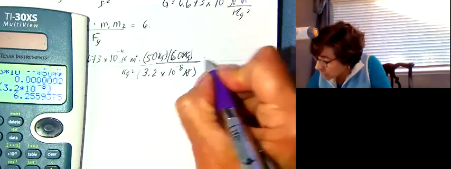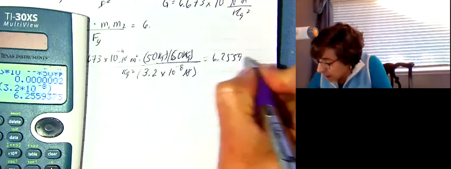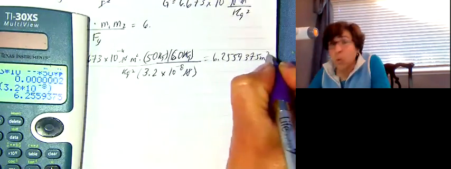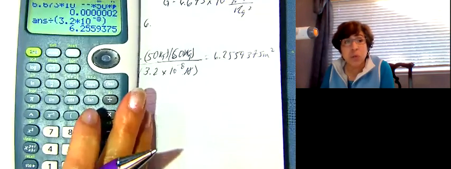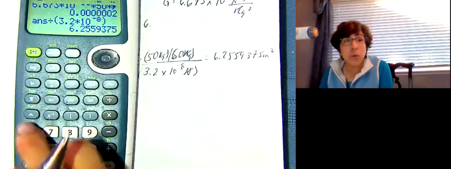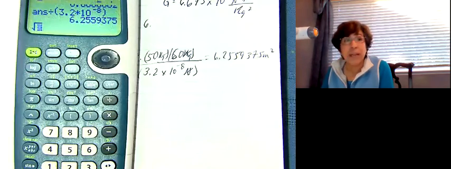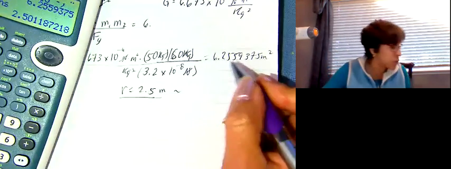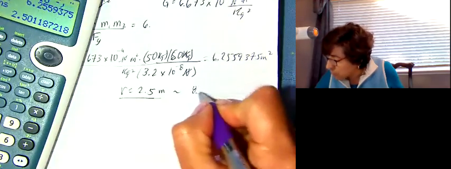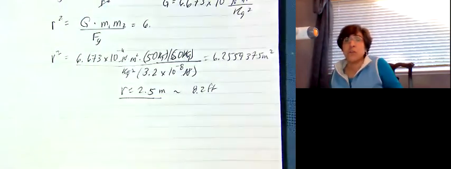All right, let's write that down. 6.2559375. But that's meters squared, so I still need to square root it. So I'll take this and I'll do second for the square root and second of the answer. And I get 2.5011, so 2.5 meters. I'm just checking mine. Yep, that's what it is. So 2.5 meters, which by the way is about 8.2 feet, in case you cared. All right, so that's how far they're seated.